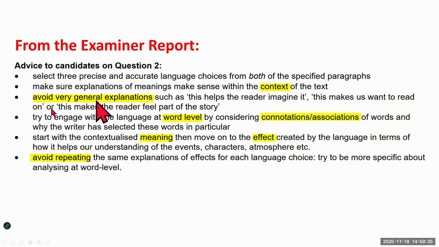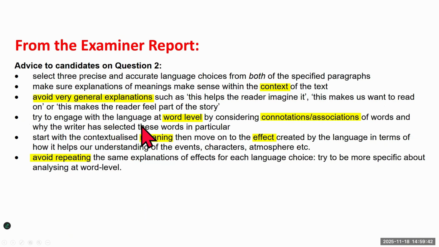"This makes us want to read on." "This makes the reader feel part of the story." These are very general explanations that can be applied to any phrase. So we don't want generic ones like that. We want more specific explanations.